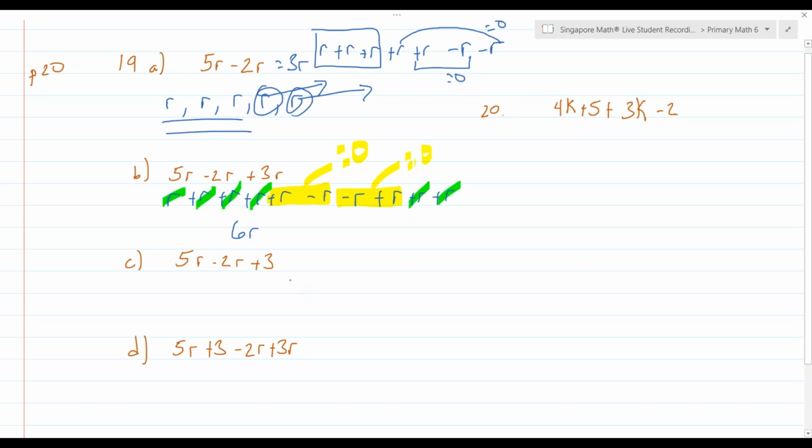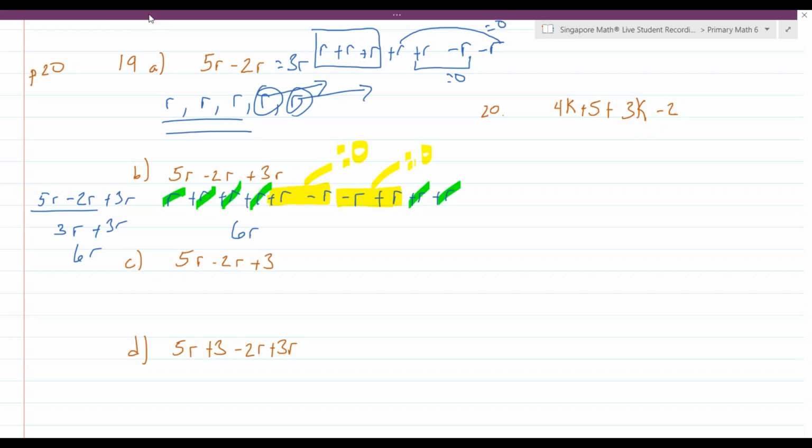Could you do it without drawing it? Actually, you can. Think of 5r minus 2r plus 3r. You could just think, well, if you have 5 and you take 2 away, you have 3 r's. That's what we have. And we're going to add 3r. Well, 3r add 3r means you have 6r.